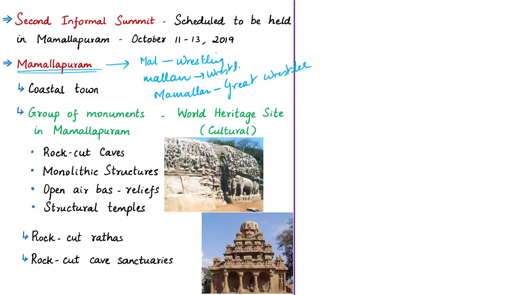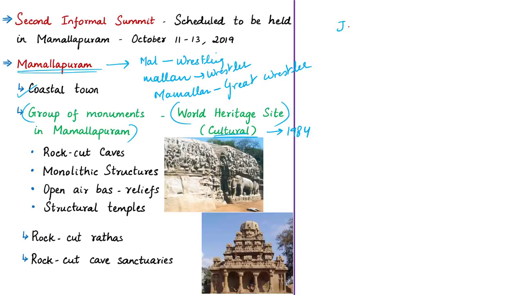This place, Mahabalipuram or Mamallapuram, is on the shore of the Bay of Bengal, in the south of Chennai. Now from an examination point of view, we have to know that the group of monuments in this place is one of the 30 cultural world heritage sites in India. The monuments of Mahabalipuram or Mamallapuram were declared world heritage sites in the year 1984.